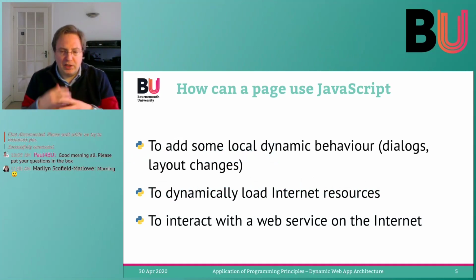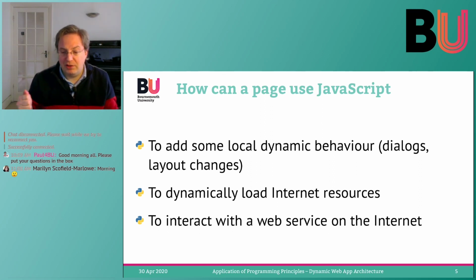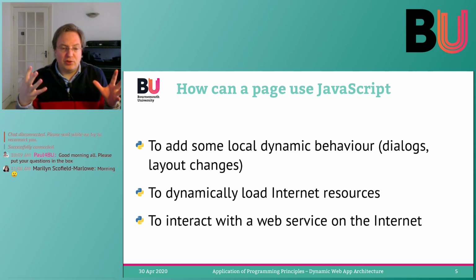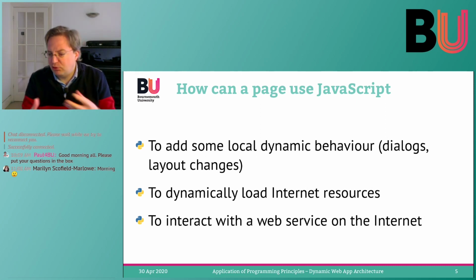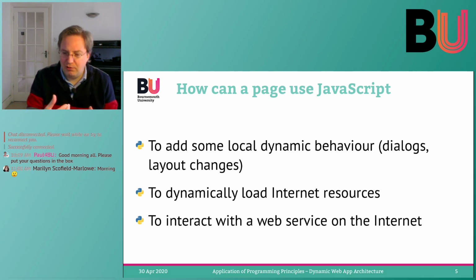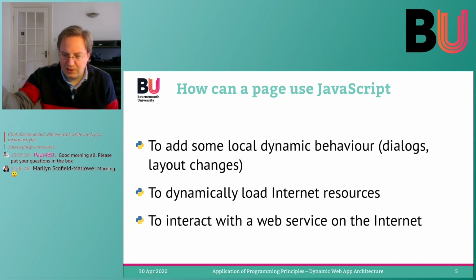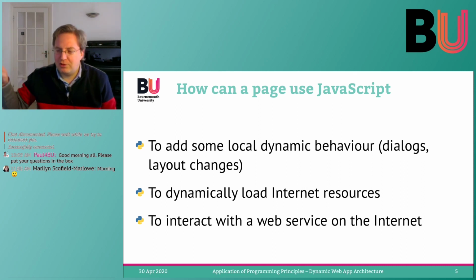When we look at a page, how can it use JavaScript? So one of the things, the simplest way you use JavaScript, is actually just to add some behavior and make some local things slightly nicer. So if I have a number of drop-down boxes, like a box with countries, and then a box with counties, and a box with cities, you might want to use JavaScript to basically populate that in the right way.